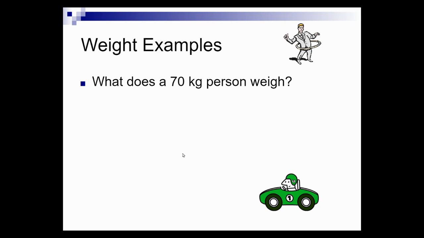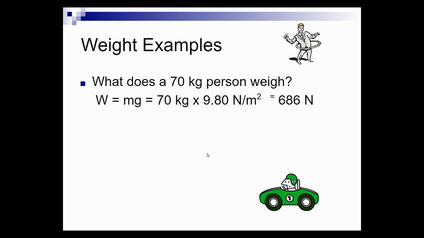So, some weight examples. What does a 70 kilogram person weigh? Think back to our previous question. If 1 kilogram weighed 9.8 newtons, how much would 70 kilograms weigh? The answer: weight is mass times gravity. So 70 kilograms times 9.8 newtons is going to be 686 newtons.